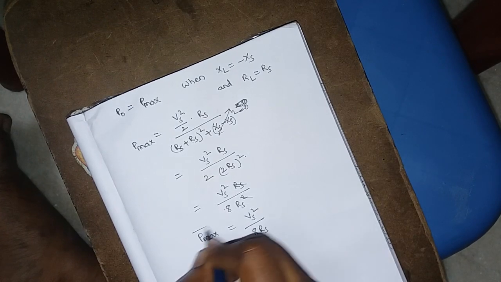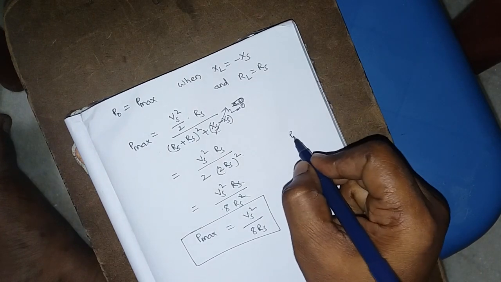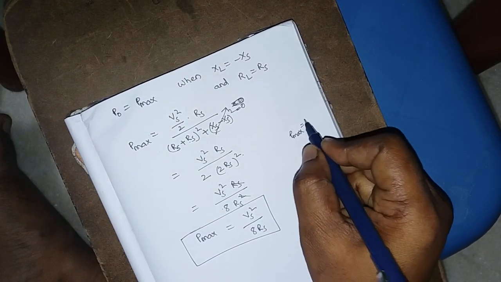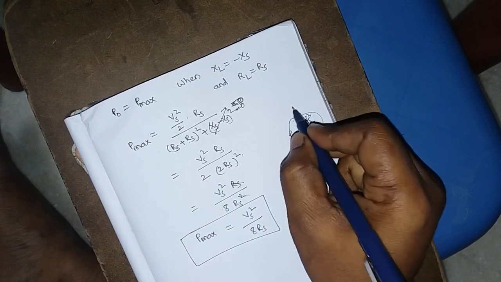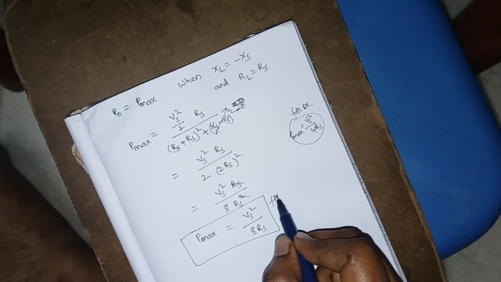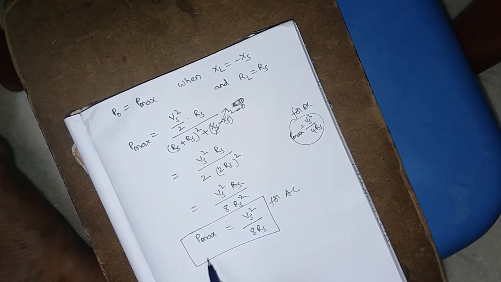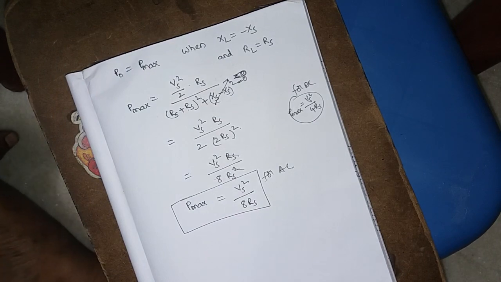This is very, very important. Whereas in the case of DC, P max is equal to Vs square by 4RS. This is for DC. And for AC, P max is equal to Vs square by 8RS.